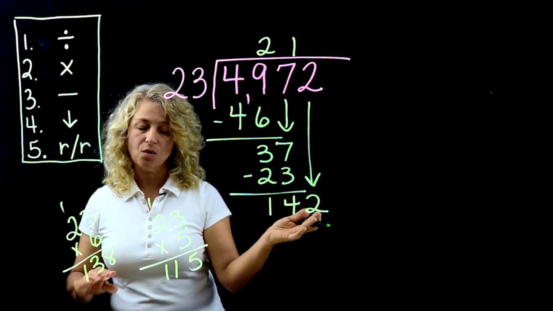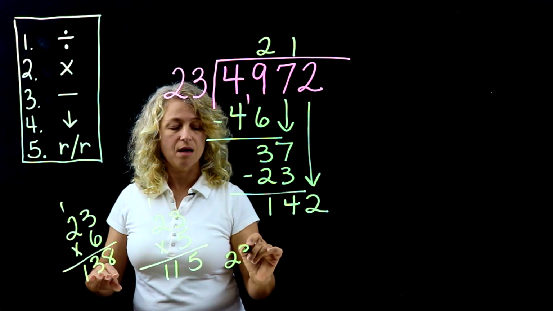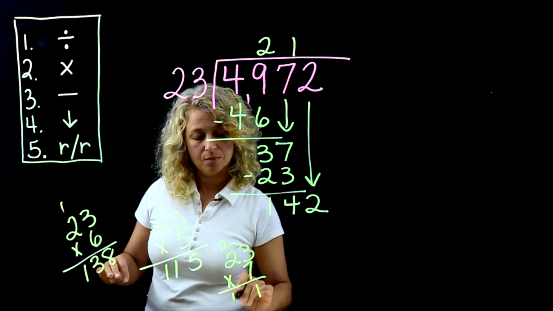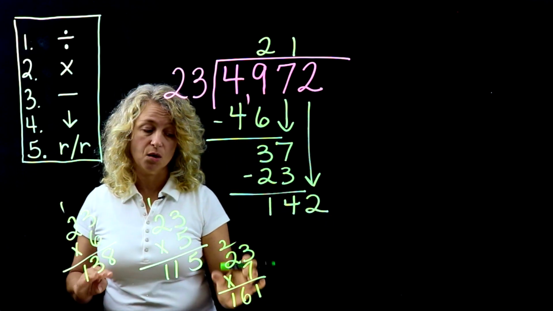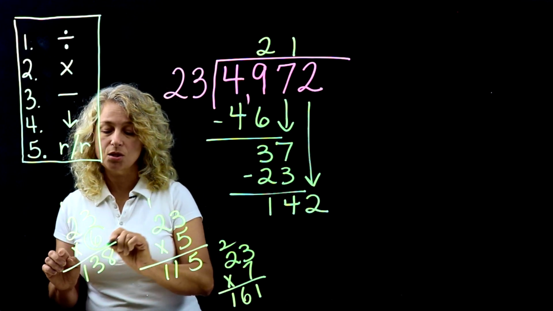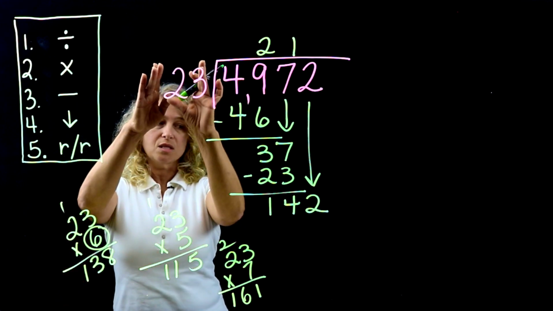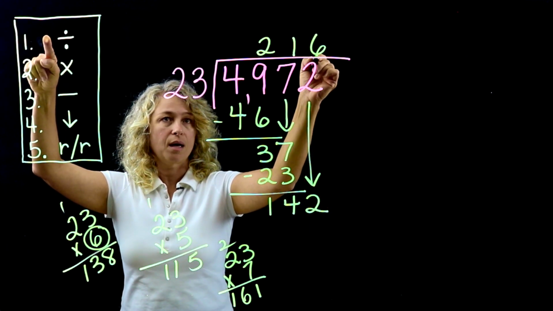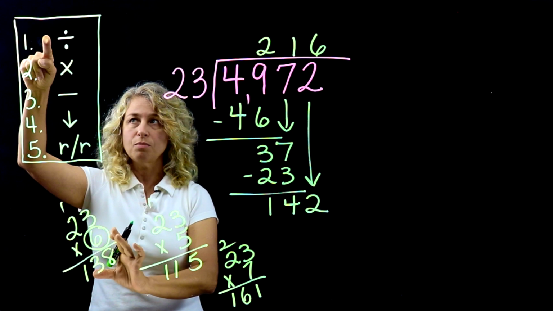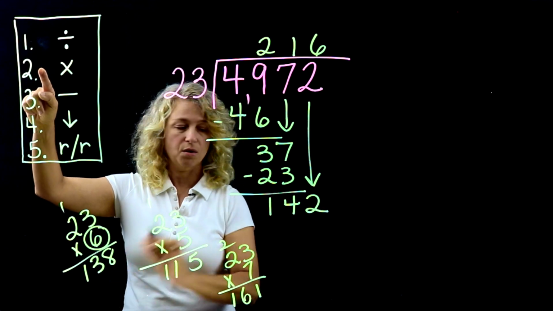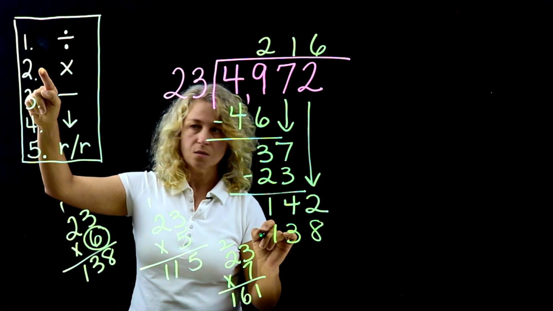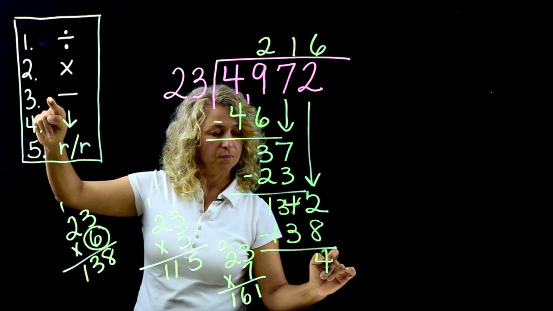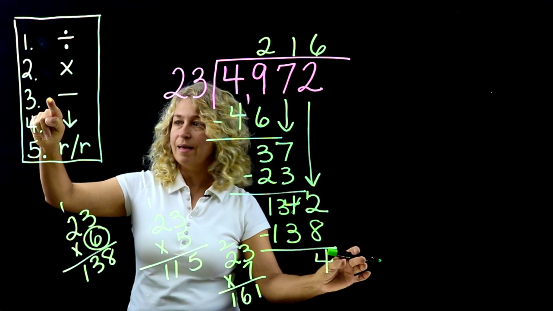If you go up and try again, 23 times 7, let's see if it would go over. Okay, so that went over, didn't it? So we don't want to go over. So we're going to go back to the number 6. 23 will fit into 142 6 times. Okay, so now we'll multiply, and we know that it's 138. Subtract. And nothing else to bring down.